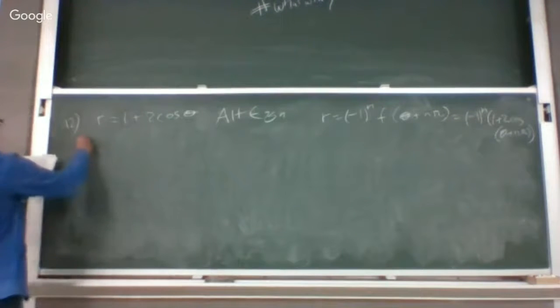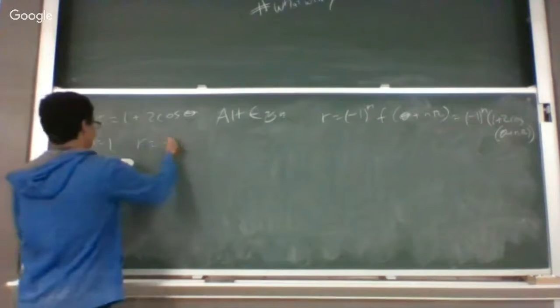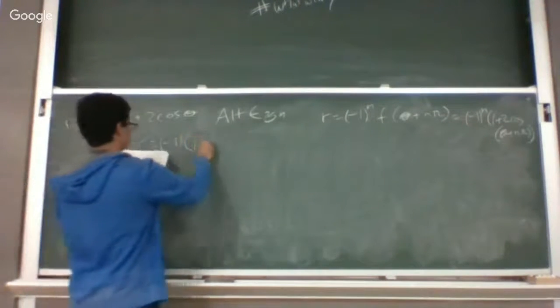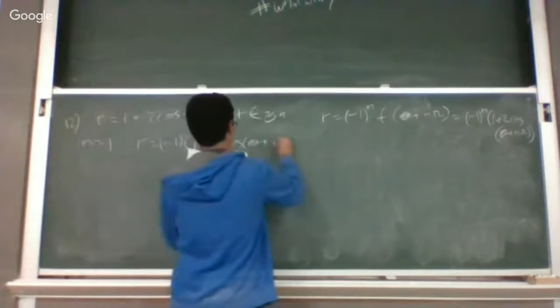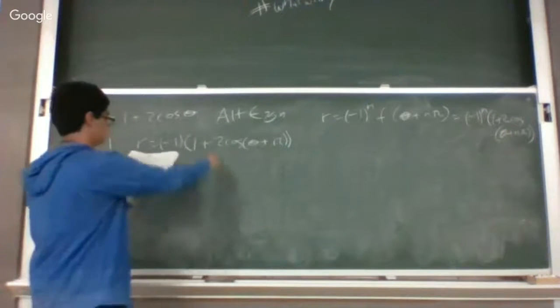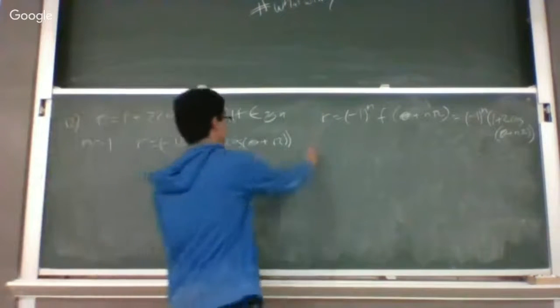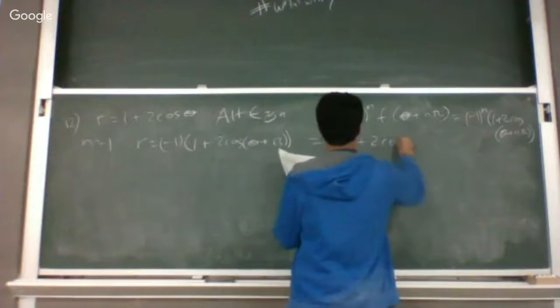So for this one, n is equal to 1. So then you get r equal to negative 1 times 1 plus 2 cosine of theta plus pi. And I'm not going to solve it out, but you end up with negative 1 plus 2 cosine of theta.